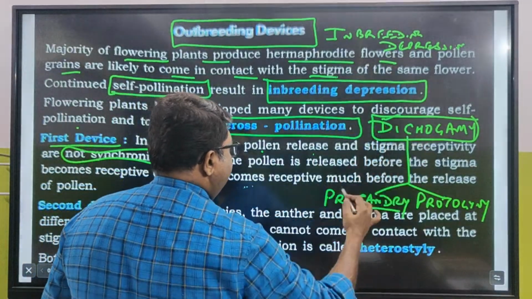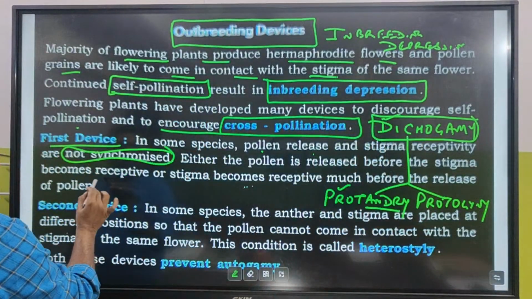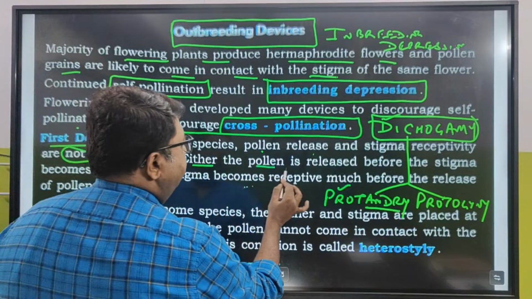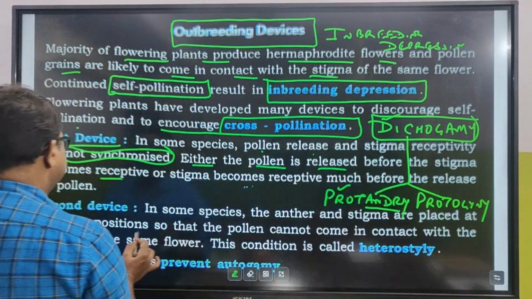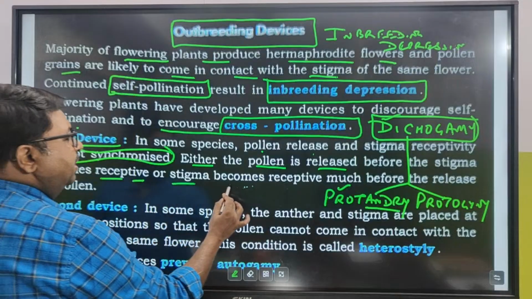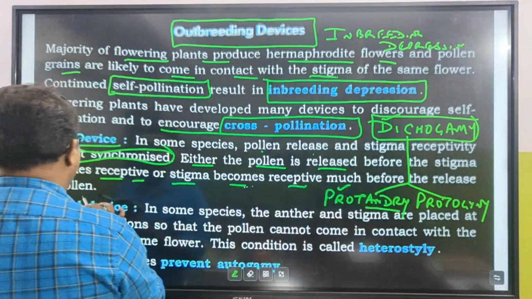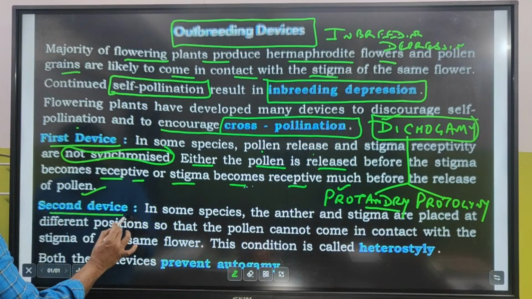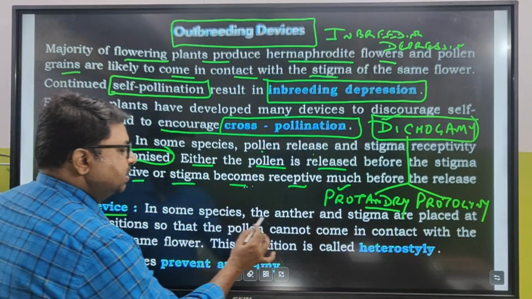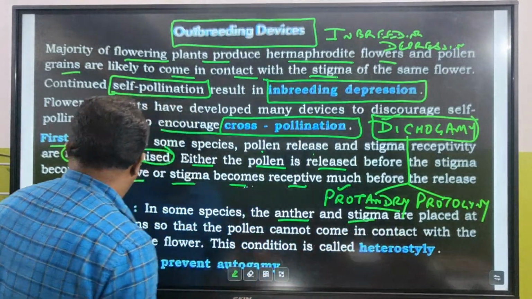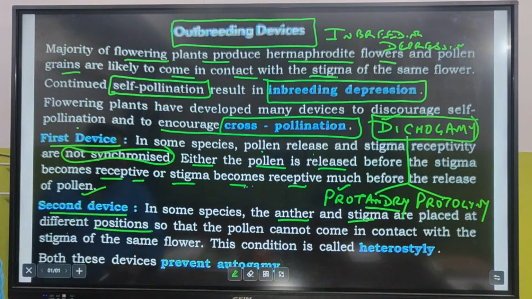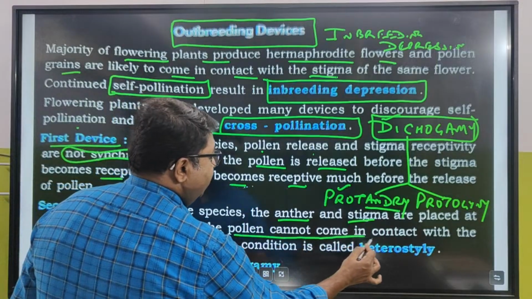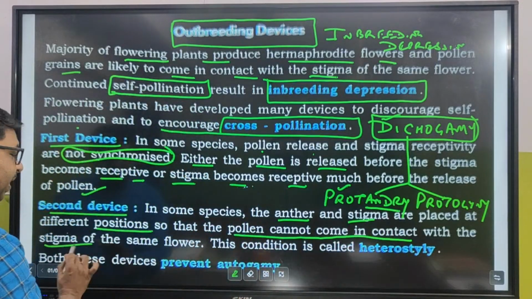So the term is dichogamy, protandry and protogyny. Either the pollen is released before the stigma becomes receptive, or the stigma becomes receptive much before the release of pollen. Second device: in some species, the anther and stigma are placed at different positions so that the pollen cannot come in contact with the stigma.